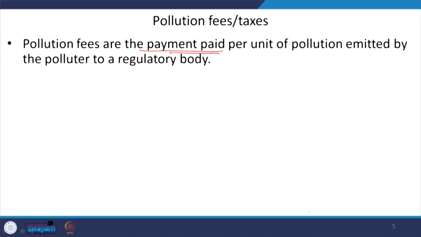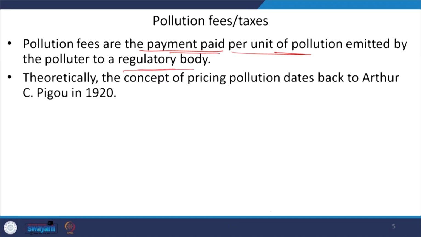So, now let us have a look at the pollution fees or taxes, right. We started with the Pigouvian fees, and as you understand, this Pigouvian fee is a kind of pollution fee. We will be discussing how the Pigouvian fee or Pigouvian tax is a special kind of pollution tax. But now let us talk about the pollution tax or pollution fee itself. So, what is a pollution fee or pollution tax? Pollution fees are the payments that are paid by the polluting agencies for per unit of pollution they are emitting, right. And they are paying this tax amount to a regulatory body or the government or regulatory agencies.